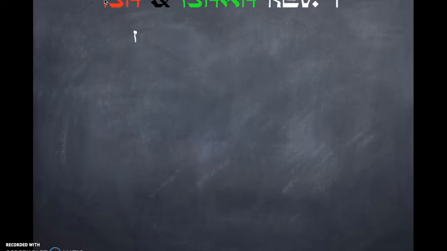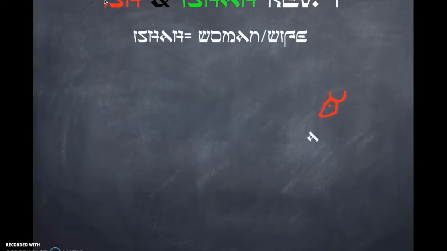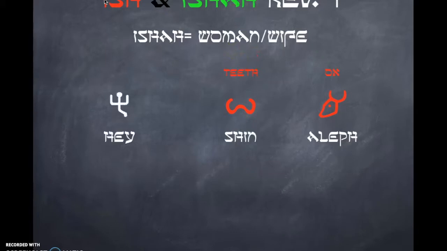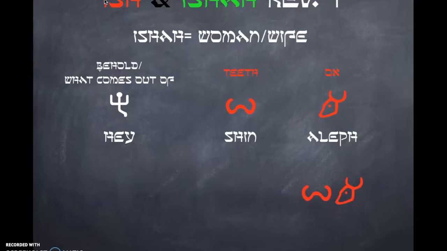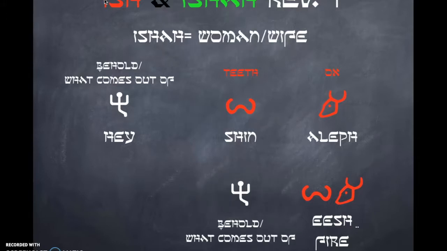Let's go with the next word, Ishah. Ishah equals woman/wife. It's spelled with Aleph, which represents the ox, Sheen, which represents the teeth, and Hey, which represents behold or revelation, or what comes out of. When Hey is at the end of the word, it means what comes out of. Again, we have Aleph and Sheen, which is Ish, fire. And then you have Hey, which means behold, or what comes out of. So Ishah is what comes out of the fire.